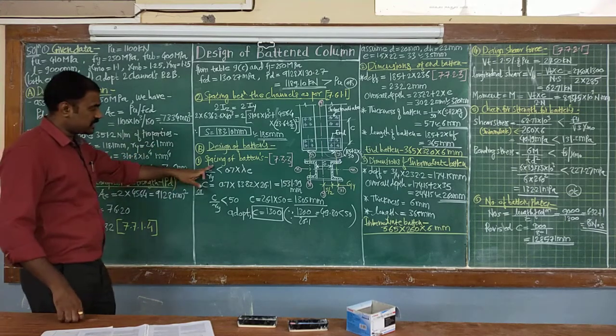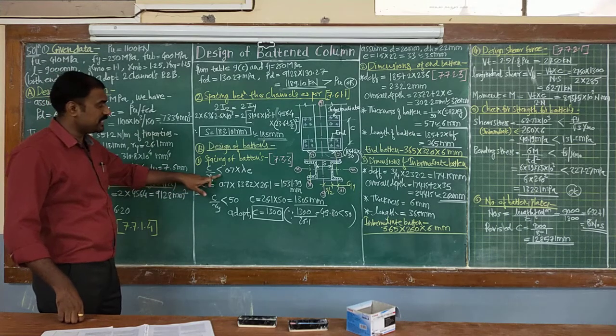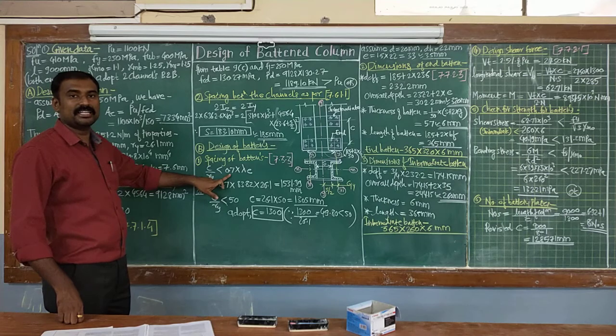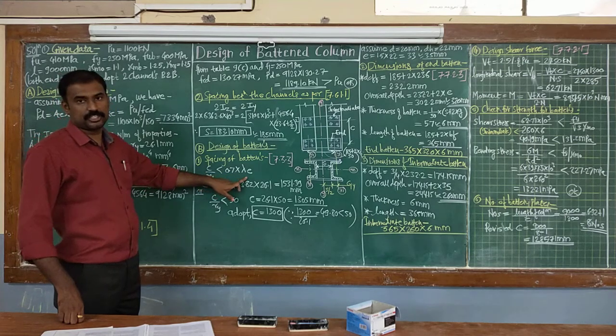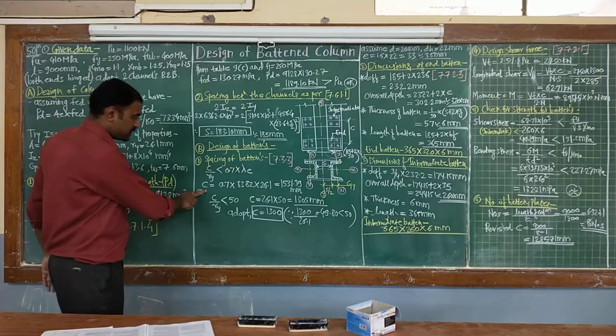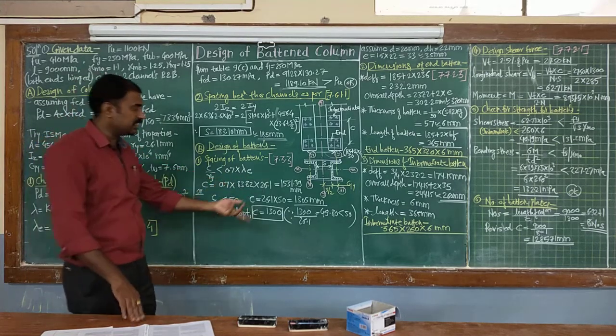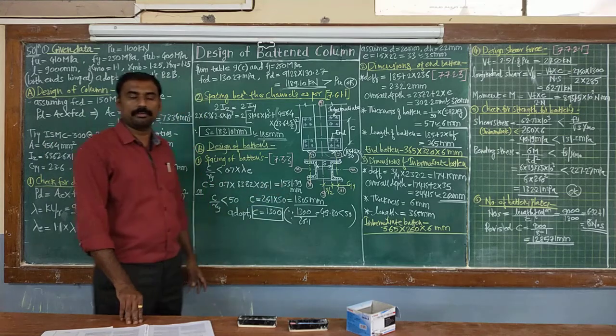So that ratio, spacing by least radius of gyration for individual sections, should always be less than 0.7 times your effective slenderness ratio. Correct? So I will equate it. So spacing equals 0.7 into slenderness ratio multiplied by ry value. I am getting near about 1531 mm.